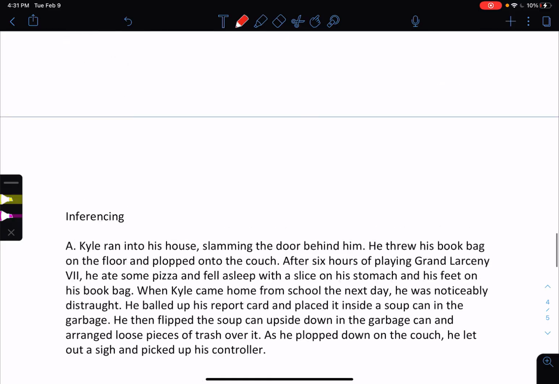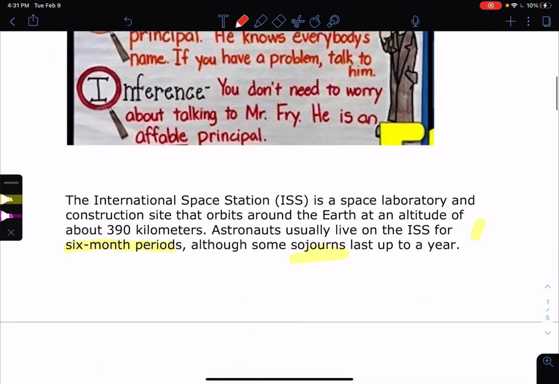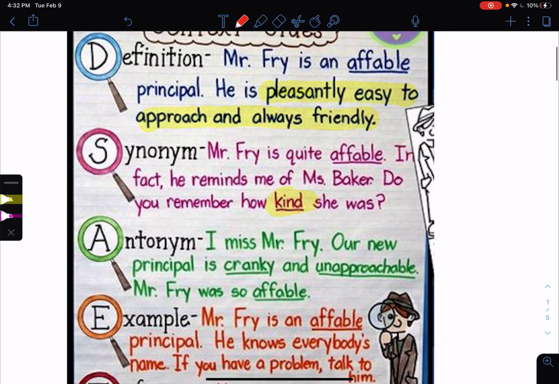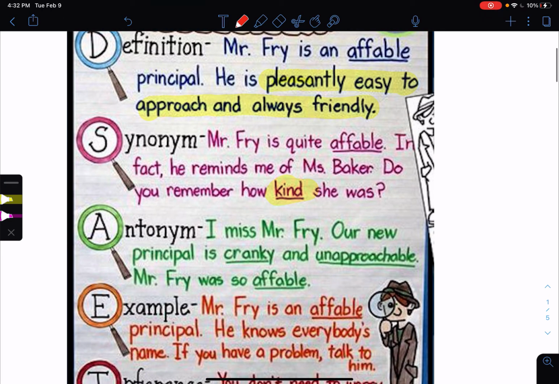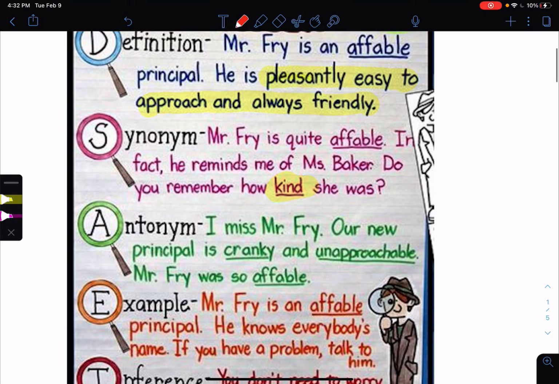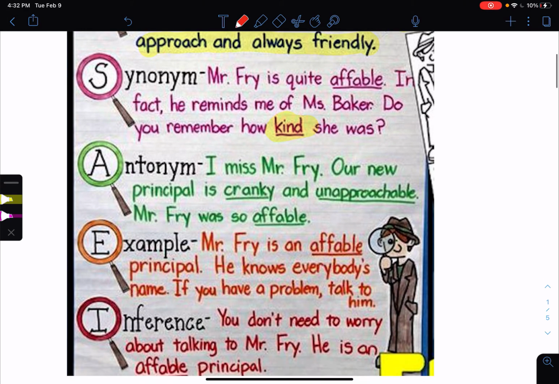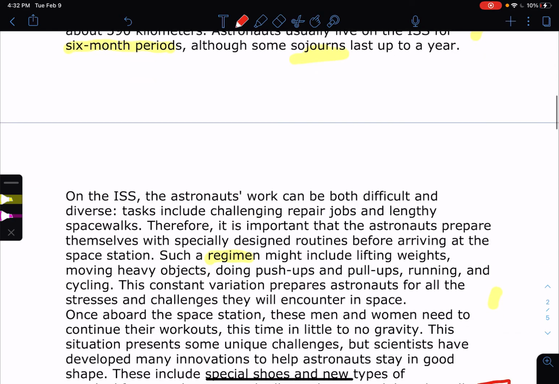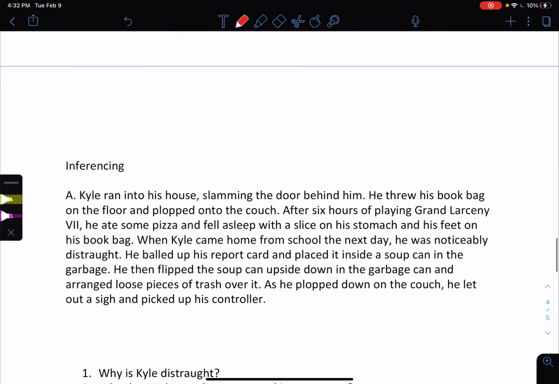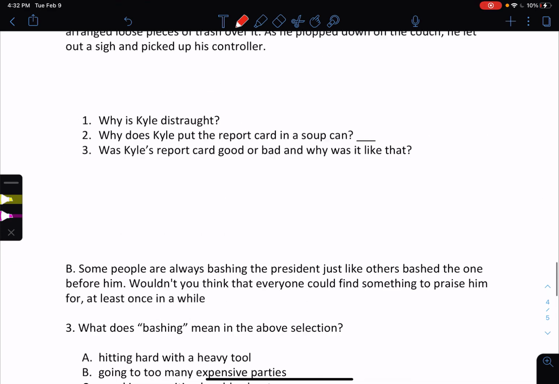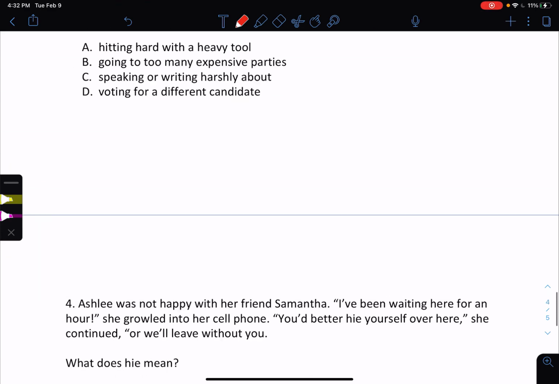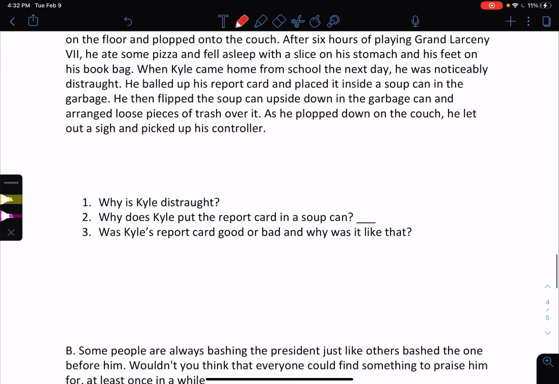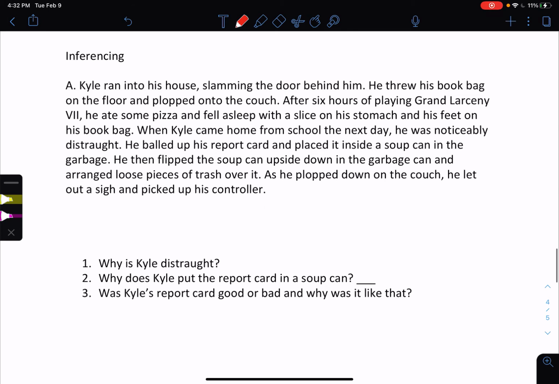Now we're going to hop into inferencing. Again, I want you to remember, sometimes they give you a definition. In this case, they didn't give you a definition. They can give you a synonym. They can give you an antonym. An antonym is the opposite, right? Or an example or inference. Now let's look at some inferencing. We are going to continue working on this on Thursday and Friday. Then after the break, we'll continue working on it a little bit, and then you'll be assessed on it.